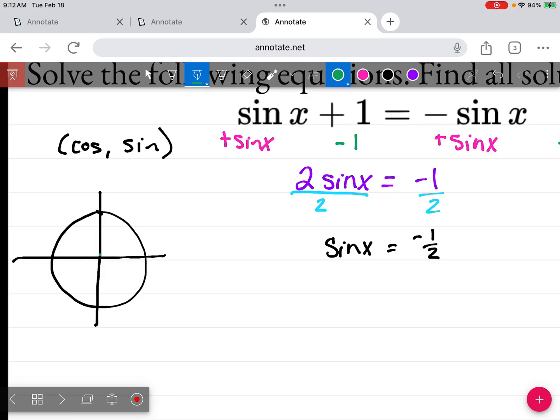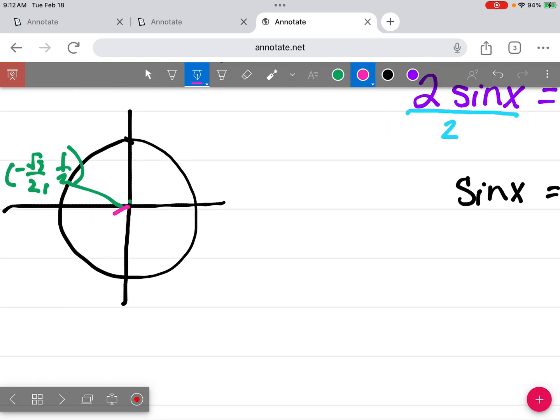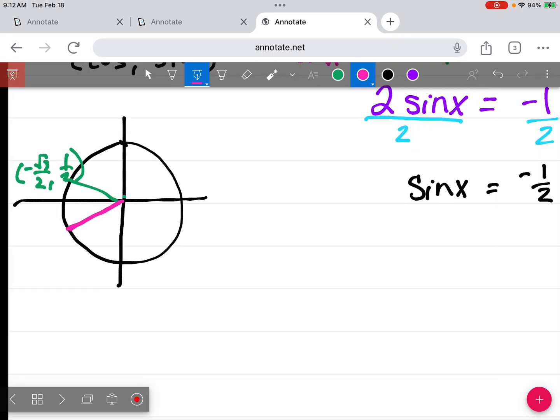5 pi over 6 gives us this guy. So this would be our negative square root of 3 over 2, positive 1/2. It's close. It's got the 1/2, but it's not the right sign. So we would need this guy. It's very similar. Super close. 5 pi over 3 is also close, but not quite on it. We want to have our 7 pi over 6. We'll have our negative 1/2. And our 11 pi over 6 will also have that negative 1/2.